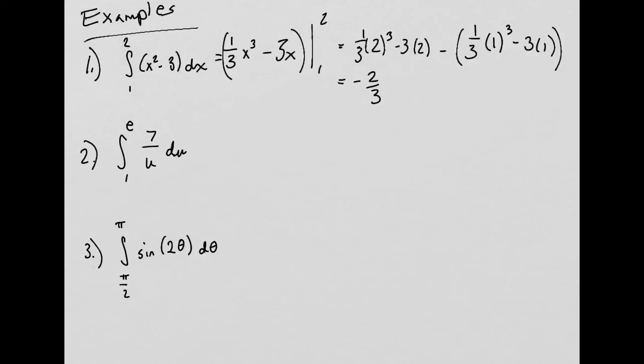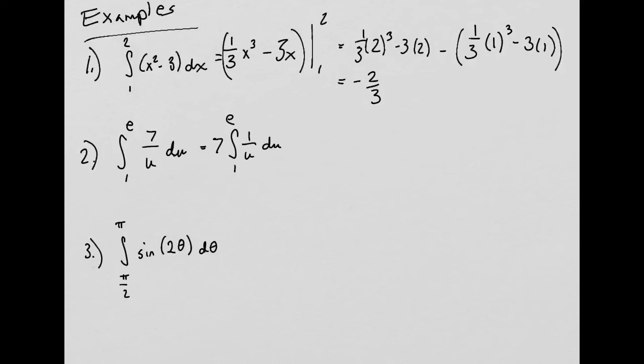So we have the definite integral from 1 to e of 7 over u du. This is acting like our x. You can use any variable here. And so this is the same thing as 7 times the integral from 1 to e of 1 over u du. So you are allowed to pull out those constants, or you could just remember that you can treat it like a constant.